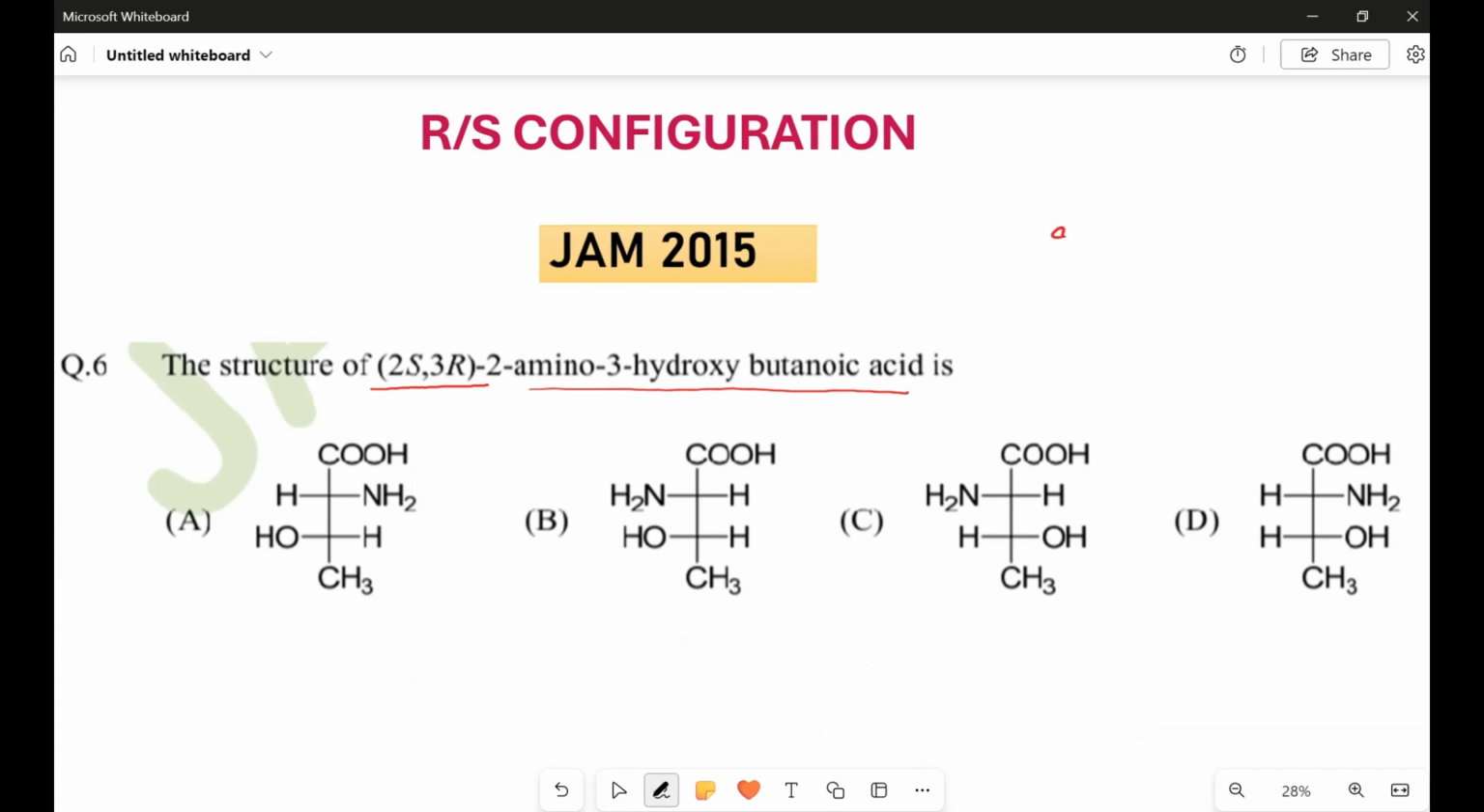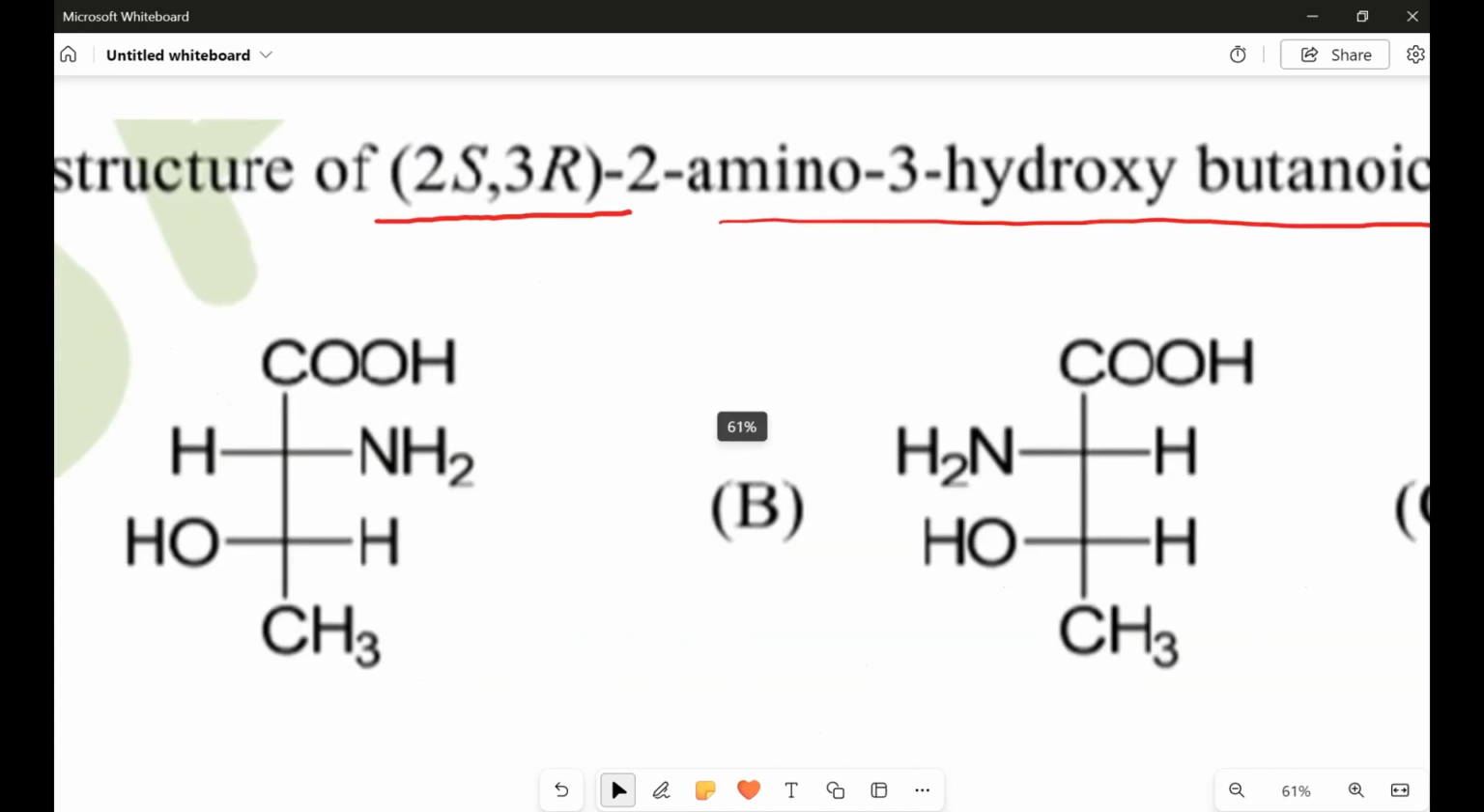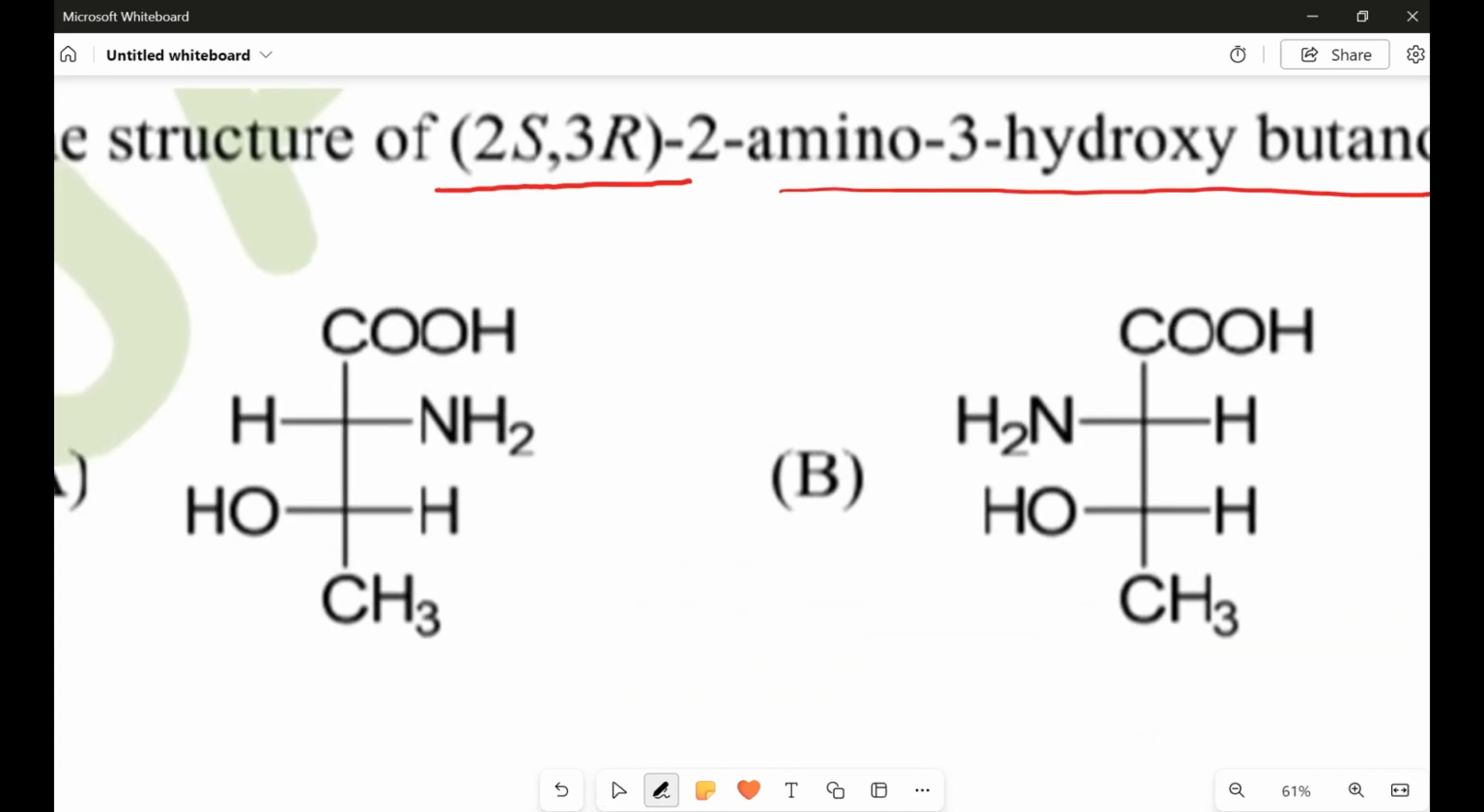These are compounds which contain two chiral carbons. It is very easy actually. So I have the carbons here: carbon 1, 2, 3, 4. This particular carbon is a chiral carbon and this is also a chiral carbon. Carbon 1 and 4 are not chiral. They're asking for the configuration of the second carbon and the third carbon. So how to arrive at it?